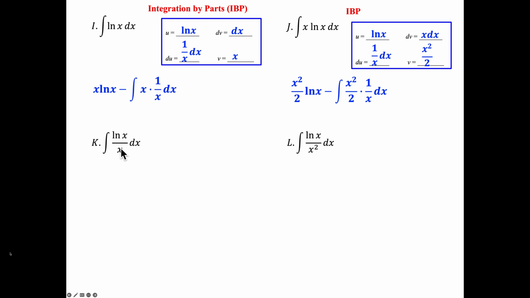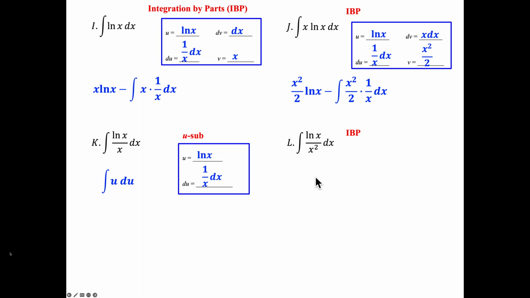Natural log of x over x, this is a perfect u substitution. Let u be the natural log of x. The derivative of the natural log of x is 1 over x dx, so your x is in the denominator, that's 1 over x. Perfect u sub, integrate u du.